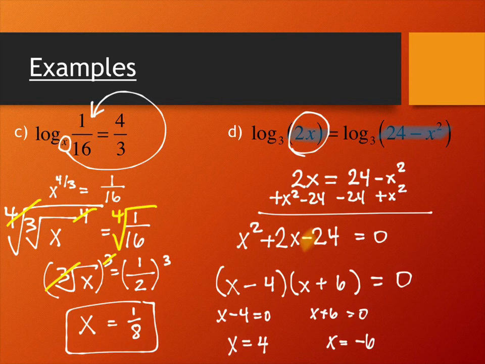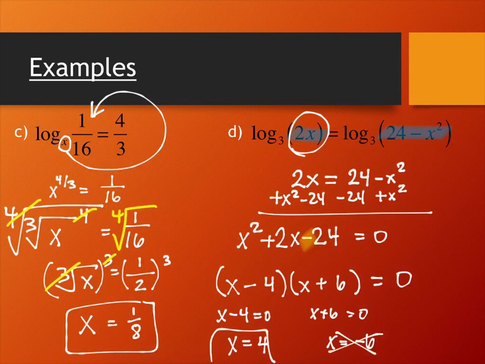Okay? I do want to make sure that 4 actually works. It works on the left, the one that I circled. Does it work on the right? So 24 minus 4 squared. Will that be a positive number? It will. So I'm okay with the number 4. I'm not okay with the number negative 6. So this one is a solution. This one gets marked out.